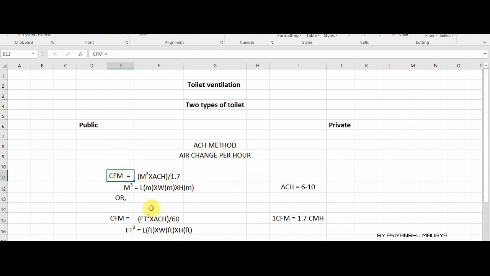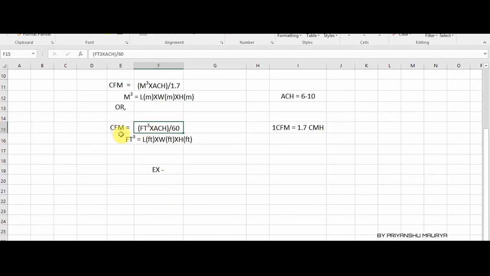And if the dimensions are in feet, then we can use cubic feet into ACH divided by 60. Why? Because cubic feet into ACH, it will be cubic feet per hour. We require cubic feet per minute, so divided by 60. So length will be in feet, width will be in feet, and height will be in feet. Length, width, height of the toilet.